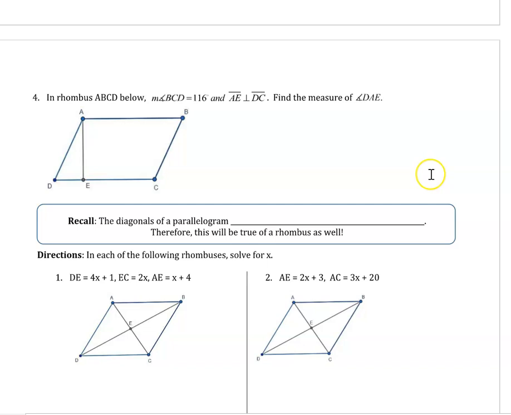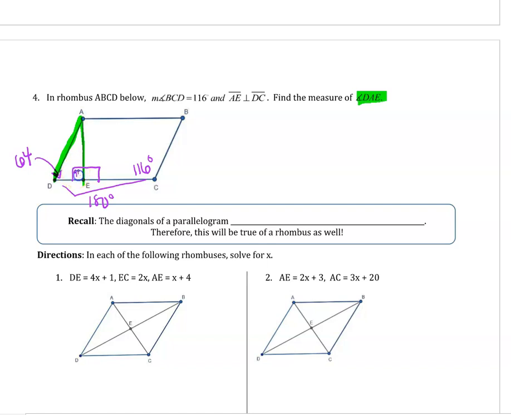In rhombus ABCD below, I know the measure of angle BCD, so that's this guy right here, is 116 degrees. I know that AE is perpendicular to DC, so I'll mark each of those as 90 degrees. Find the measure of DAE. So DAE is right in here. All right, so using the fact that I have a rhombus, I'm going to fill in some angle measures. Like I know that consecutive angles are supplementary, right? So that means that if this is 116, that means this little angle right here must be 64. Because again, I know that these consecutive angles are supplementary.